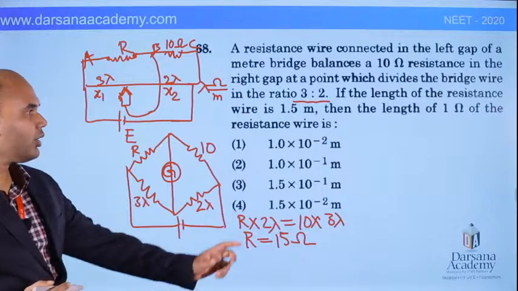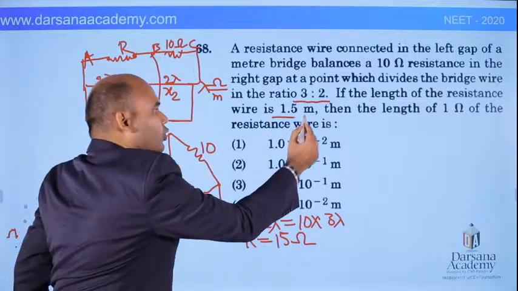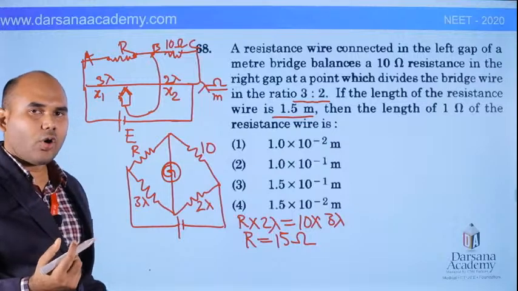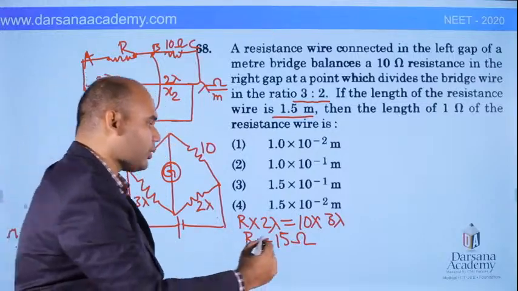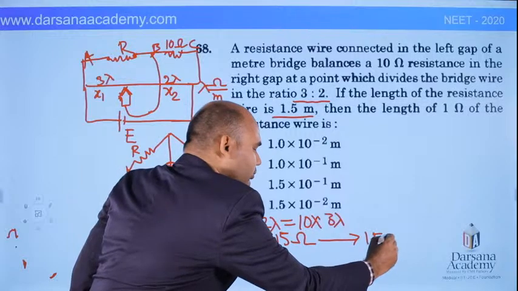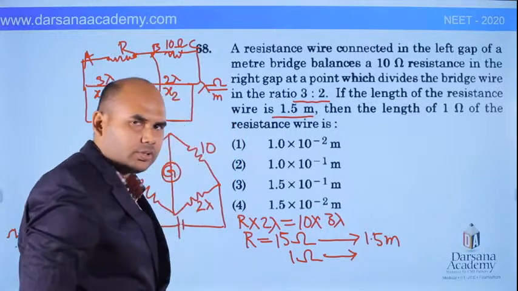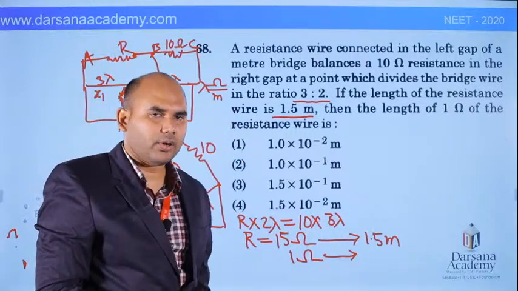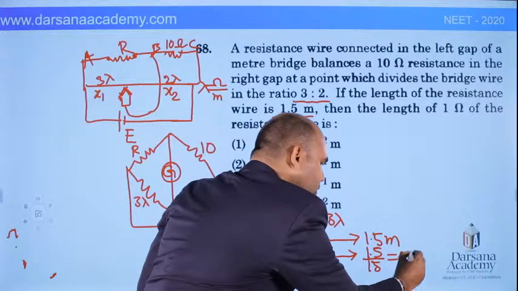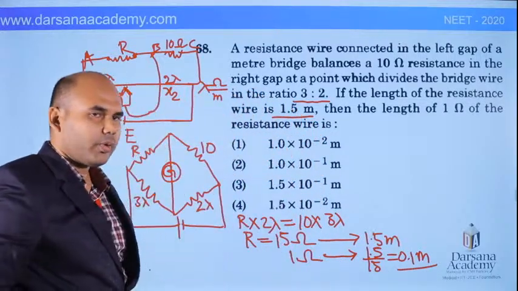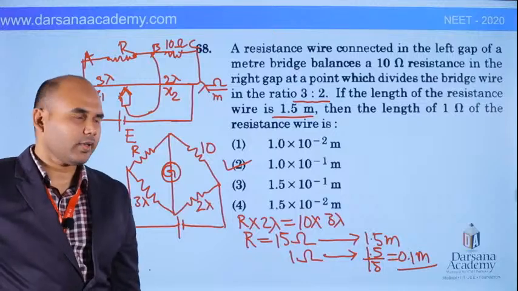So what is the next part? If the length of this wire is given as 1.5 meter, you have to find what will be the length corresponding to 1 ohm resistance. See, total resistance is 15 ohm, and for this 15 ohm, the length is given as 1.5 meter. So for 1 ohm, the length will be how much? 1.5 by 15. So simple. So it is 0.1 meter, and 0.1 meter we can write as 1 into 10 to the power minus 1. So option 2 is correct. So this was a very conceptual problem.